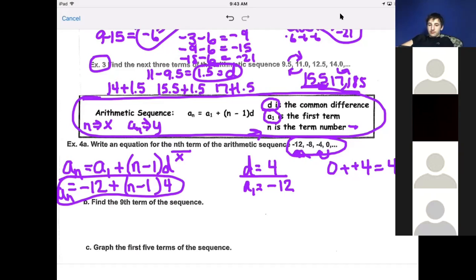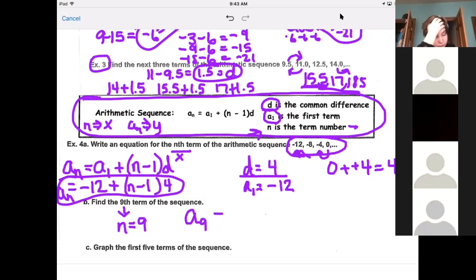All right, so letter B says find the 9th term of the sequence. Do you know what that stands for? That stands for n. So we want n equals 9. We're going to plug 9 in for n, and that's going to tell us what the 9th term of the sequence is. So I'm going to call that A9. That's -12 plus parentheses 9 minus 1 times 4.